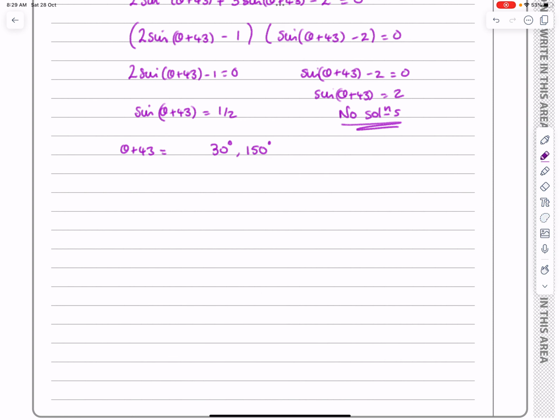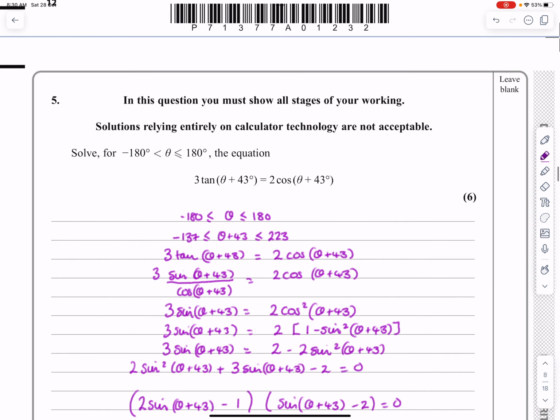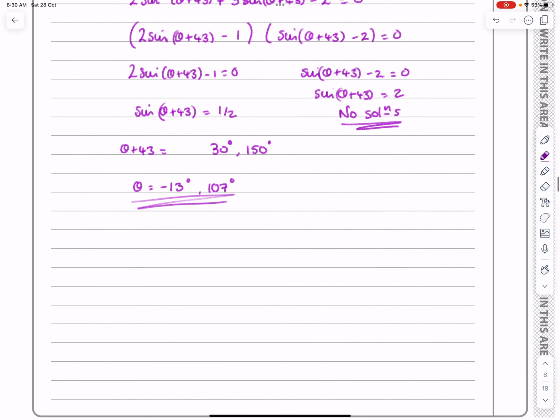In that case, if theta + 43 equals 30, theta is going to equal minus 13 degrees, or theta is equal to 107 degrees. And then when we're looking at those, just check that those two answers do fall back in the range, which they do. And so we've solved that equation. Hopefully that all makes sense.